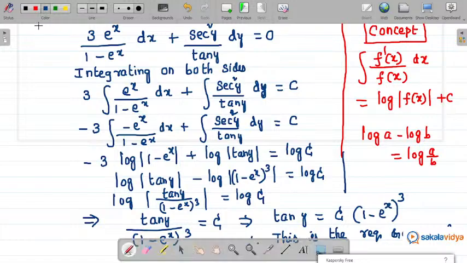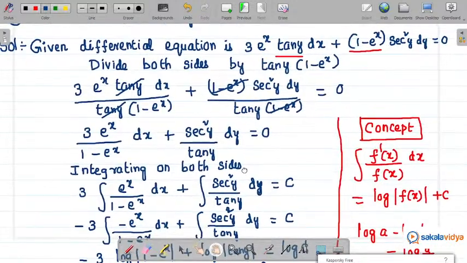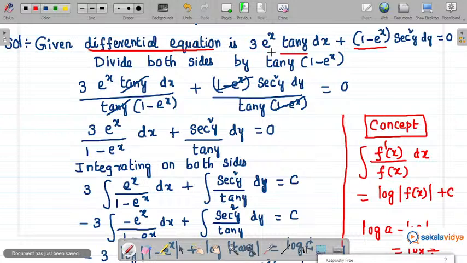Okay. So let me explain step by step once again. See, the given differential equation is 3 e^x tan y dx + (1 − e^x) sec²y dy = 0. In order to put it in the form f(x) dx + g(y) dy, there should not be tan y here, and there should not be 1 − e^x here. So an easy technique here, I underline this one.